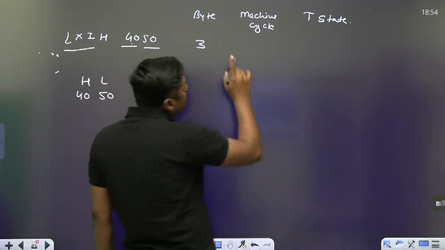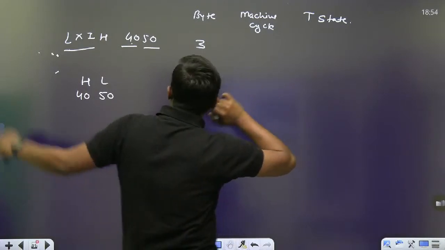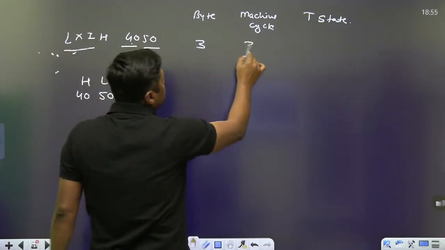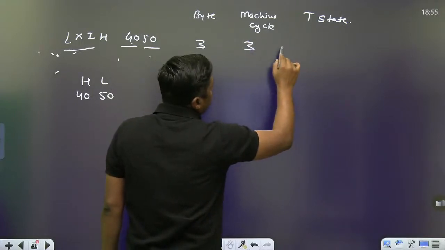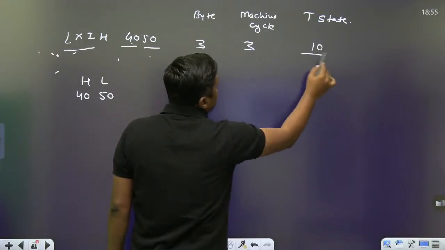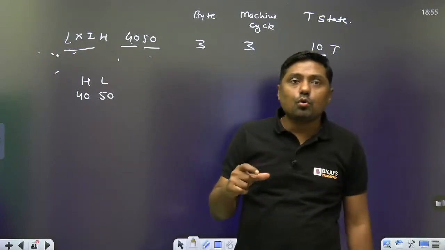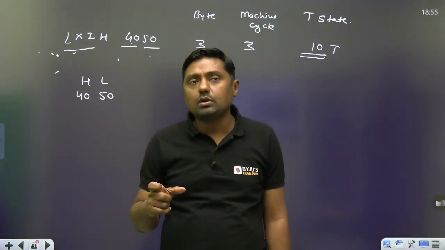So it is 3 machine cycles: opcode fetch, memory read, memory read. This is the 3 machine cycles, and total T states 4 plus 3 plus 3, that is 10 T states only. 10 T states. Immediately we have to store 4050 in what?